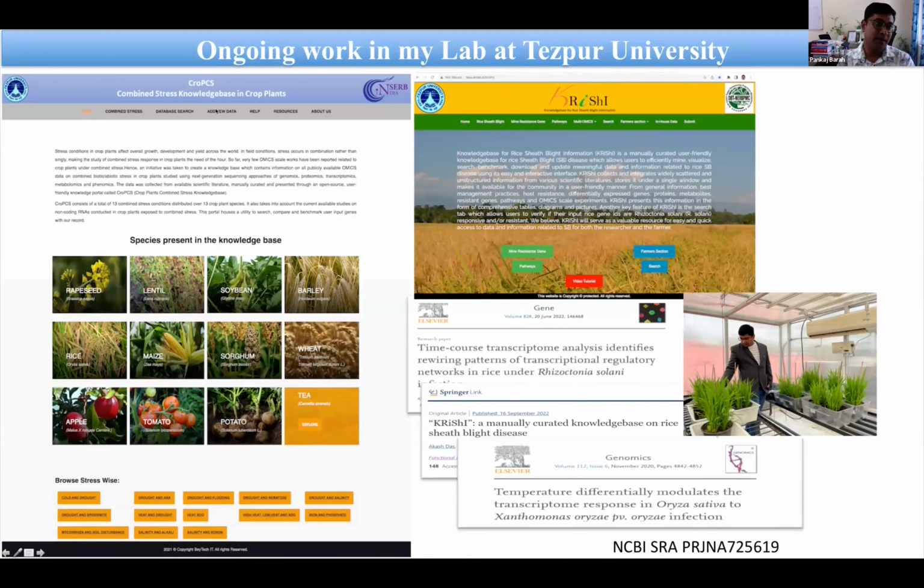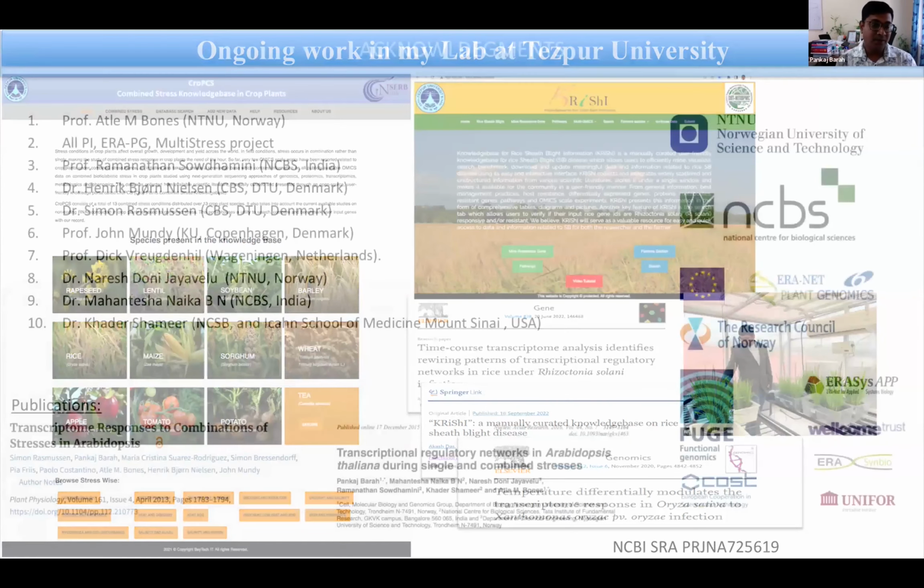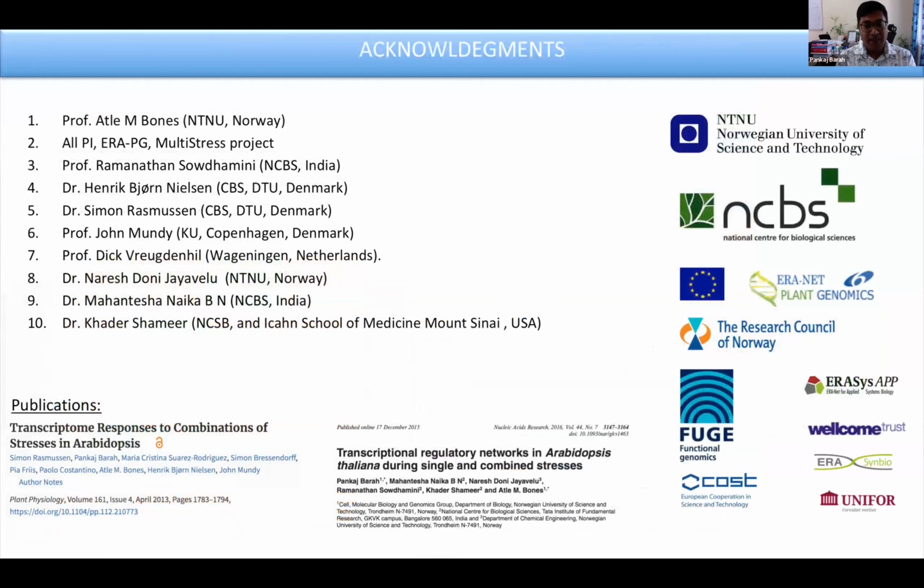We have recently developed a knowledge base on combined stress in crop plants. We have 13 different crops and 11 different combined stress conditions. I think in future, if we do more collaborations combining this DB and these kinds of resources, we will be able to do more productive and more interesting work on combined stress responses in plants. With this, I would like to thank all the collaborators, including MEM, and the funding agencies which have supported this work.